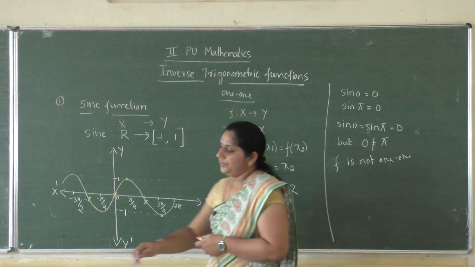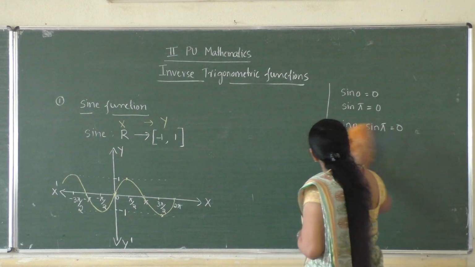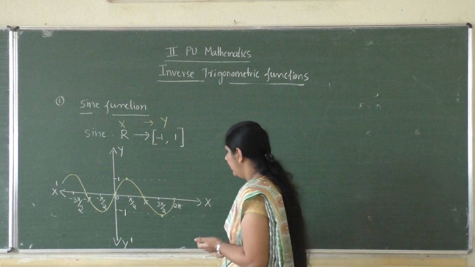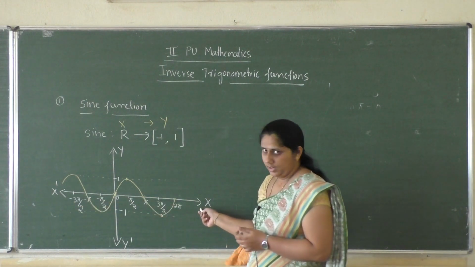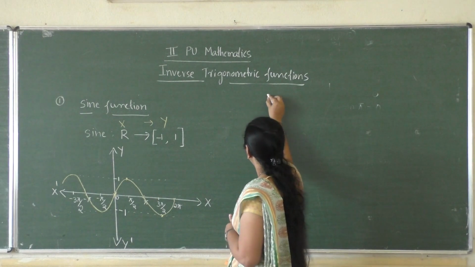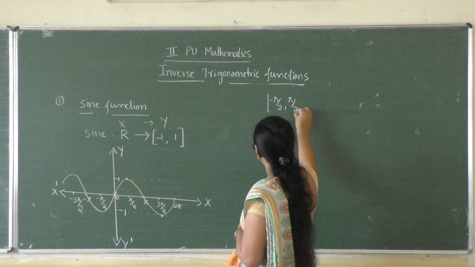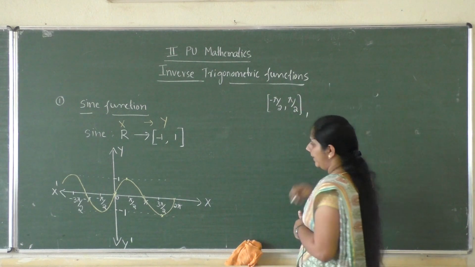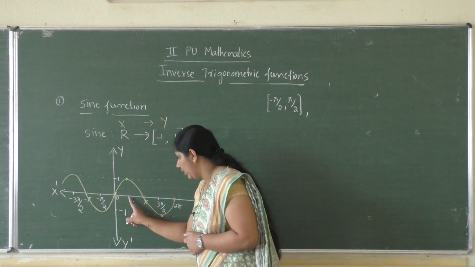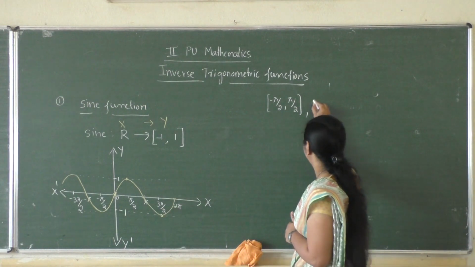But if I divide the whole R into intervals like this, minus pi by 2 to pi by 2, minus pi by 2, pi by 2. Next interval pi by 2 to 3 pi by 2.